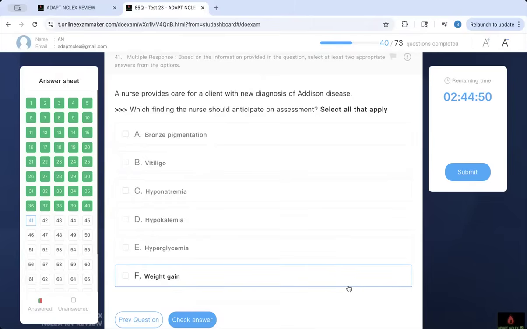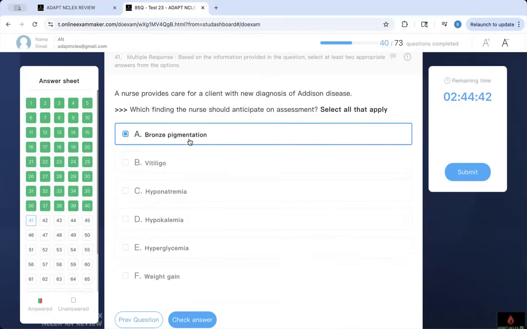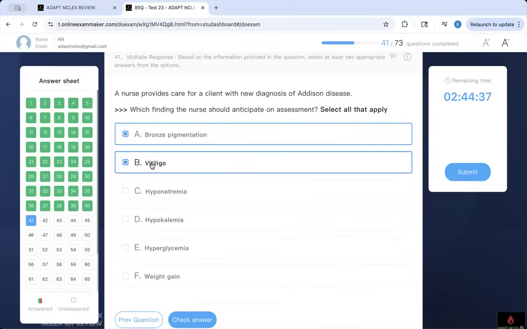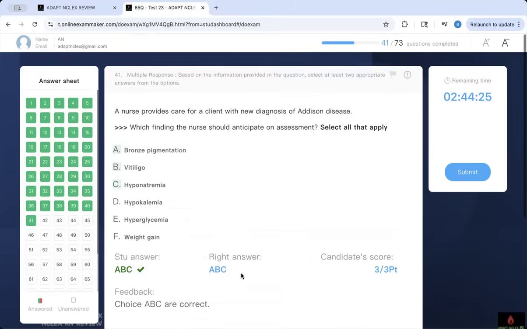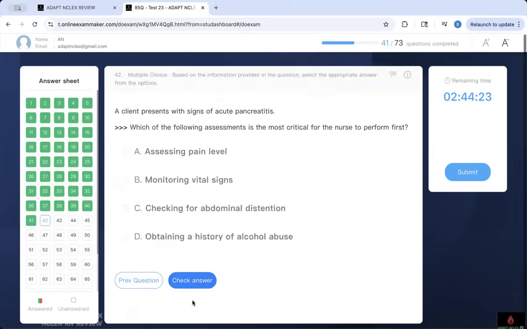What do you think? In Addison disease, there's no steroid, there's no aldosterone, everything is gone. Therefore, what do I see? Bronze pigmentation, which is associated with vitiligo. Your sodium is going to go low, the potassium is going to go up, your glucose is going to go low, and you're going to have weight loss. This is what you should expect in Addison disease.